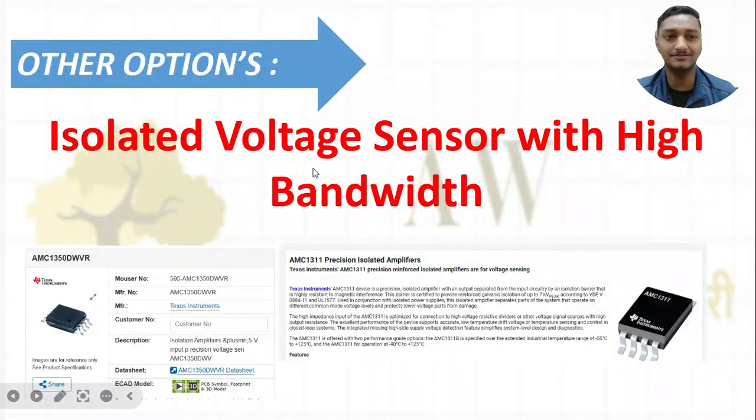This is my request to you: if you know some isolated voltage sensor with very high bandwidth, you can just search on Google. If you get some part number, then you can share it with me. I have searched a lot, but I haven't found an isolated voltage sensor with very high bandwidth, up to the megahertz level. So if you find one, please tell me.